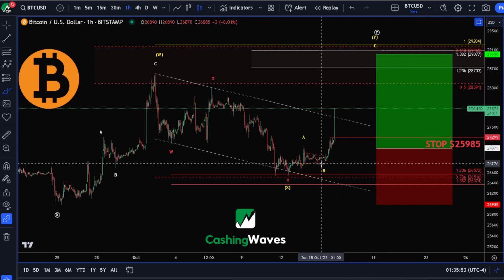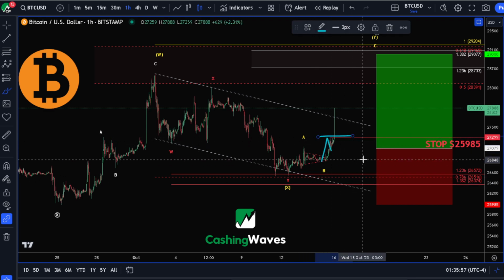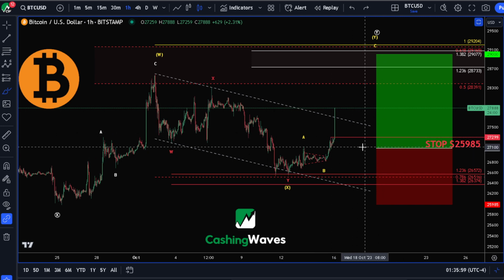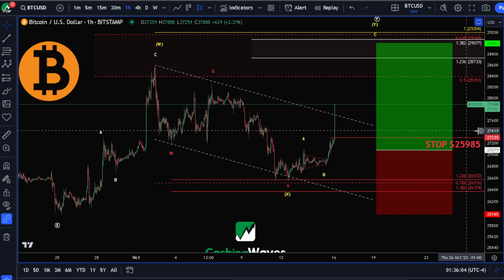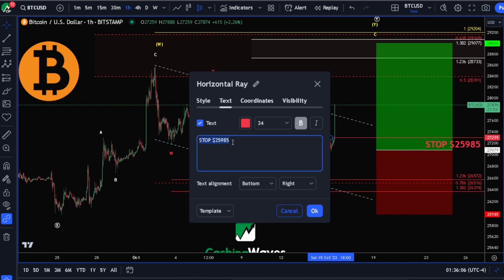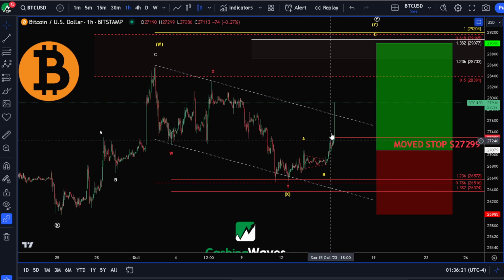And if this is a wave 1, 2, rules of Elliott say wave 4 shouldn't overlap wave 1. So another reason why I'm moving my stop up to this area. Let me adjust that here. 27,299. Moved stop there. So completely a free trade at this point, which is great. And going to be counting this out as a 1, 2, 3, 4, 5 to the upside.